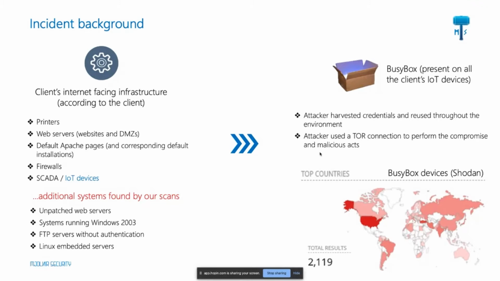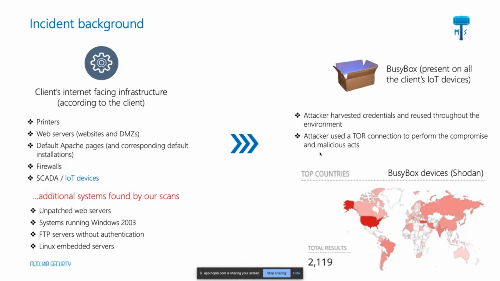And the attacker had used a Tor connection to perform the compromise and all of the malicious acts. So I did a quick search on Shodan just to see how many BusyBox devices are available. It's a little over 2,000 at this point. So these are devices that definitely should be secure, especially if you're using hard-coded or really old credentials that you never really bother changing. Now, specifically for the client, what is it that we saw?